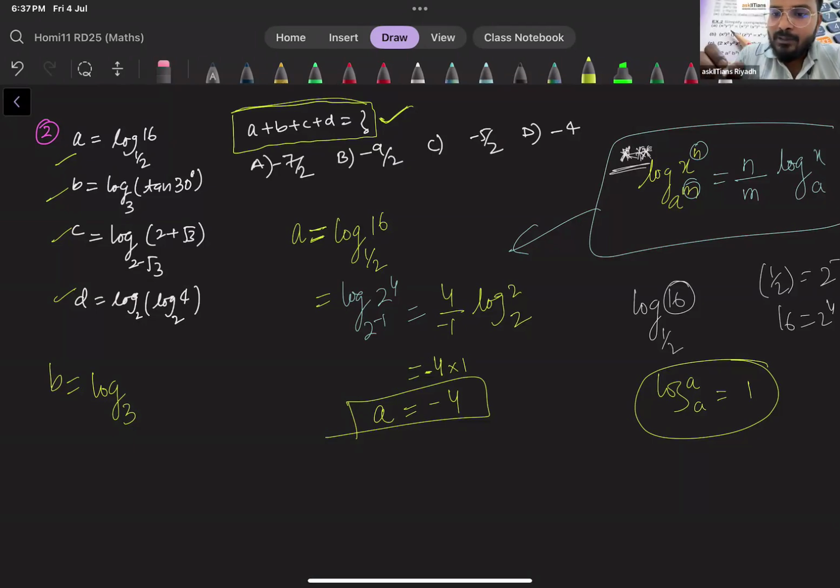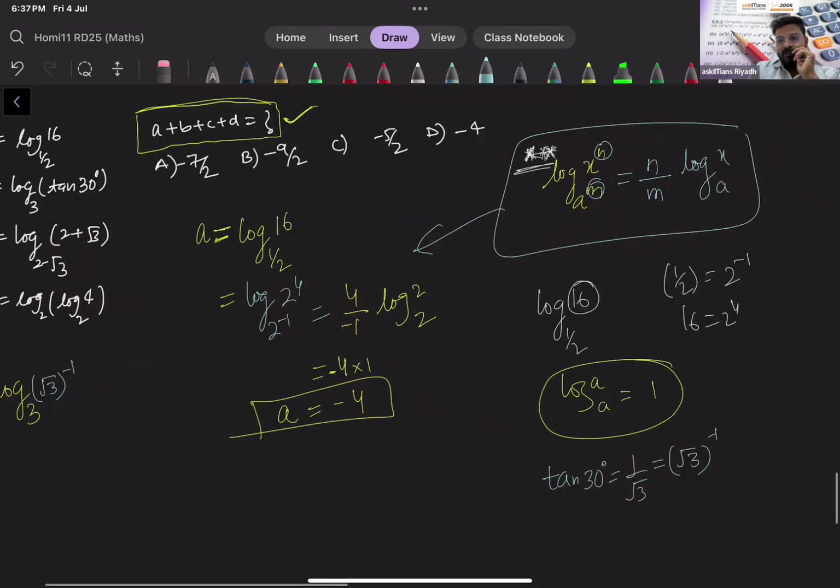And 1 by root 3, guys, can be written like this: root 3 to the power minus 1. Yes or no? So tan 30 degrees is 1 over root 3, and 1 over root 3 means root 3 to the power minus 1. Can I write this whole term like this?